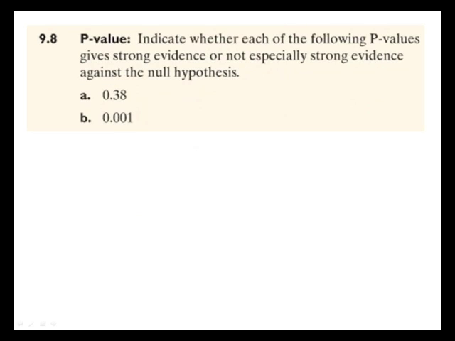And then here are p-values. P-values are different from what we just talked about, the z and the t. The p-values are the area. So if it had said greater than, so that's 3.6, we would have shaded this area for the p-value. So what would we say about a p-value of 0.38? Would it provide strong evidence or not especially strong?